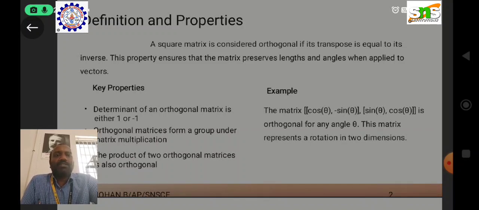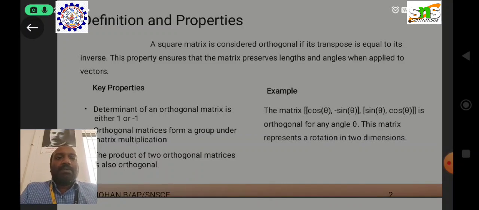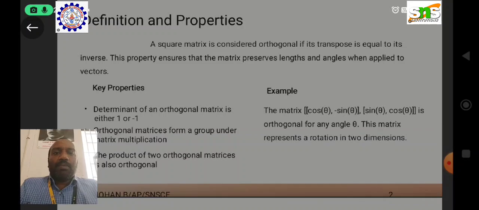diagonalized form. A square matrix is considered orthogonal if its transpose is equal to its inverse. This property ensures that the matrix preserves length and angle when applied to vectors. Here the key property is that the determinant of an orthogonal matrix is either 1 or minus 1.